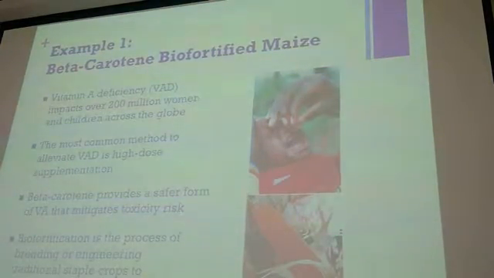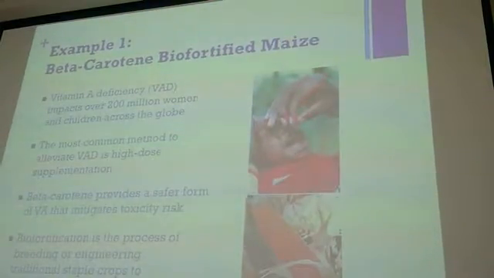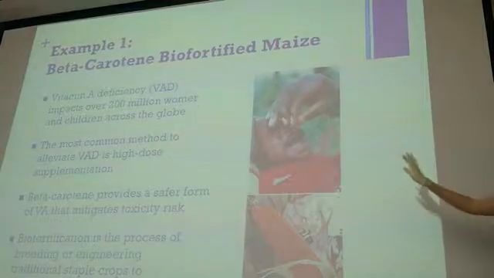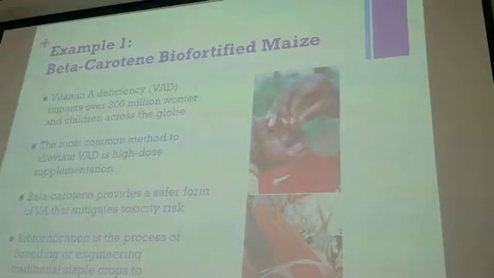So ideally, if you could get children and mothers to start eating this orange maize, you could really just change their diet and not need to mess with supplements, and there would be no health risks associated with it. So this process of developing crops that have really intense amounts of micronutrients in it is called biofortification. The famous example of biofortification is golden rice.